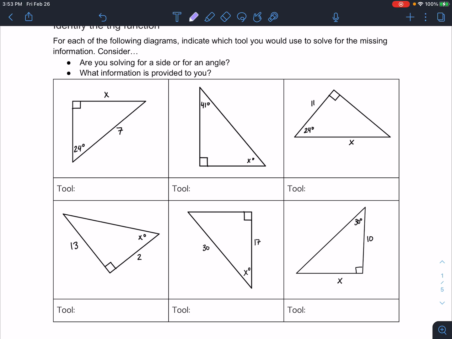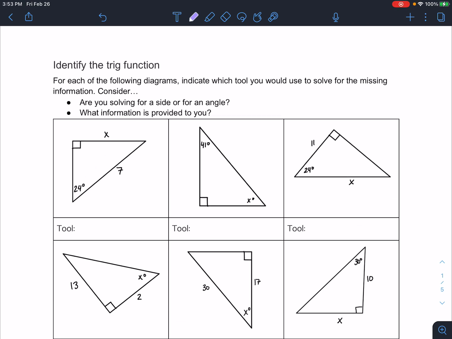Okay, so the first category problem that I'm going to do is identifying which trig function we're going to use, or identifying more specifically what tool I'm going to use. So the tools that I have available to me are the regular 3 trig functions, inverse trig functions, Pythagorean theorem, and the triangle sum theorem. So those are the possible tools that I have.